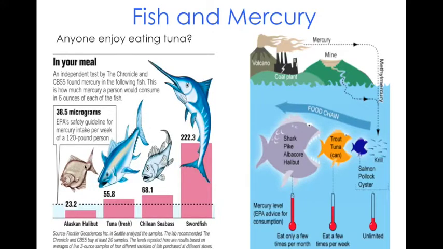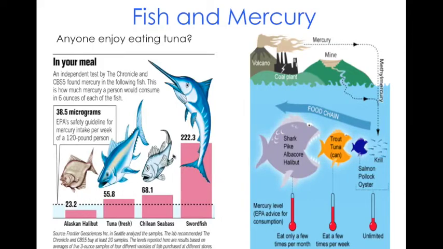And so you might start off with 23.2 micrograms of mercury in the Alaskan halibut, but then by the time it gets to the tuna, because the tuna has eaten so much of the Alaskan halibut, it might go up to 55.8 for each tuna, and then 68.1, and then by the time you get to the swordfish, which is the top predator in that system, or the shark, you're looking at 222.3 micrograms. So you can see there, that's a factor of almost 10 times the level of mercury.